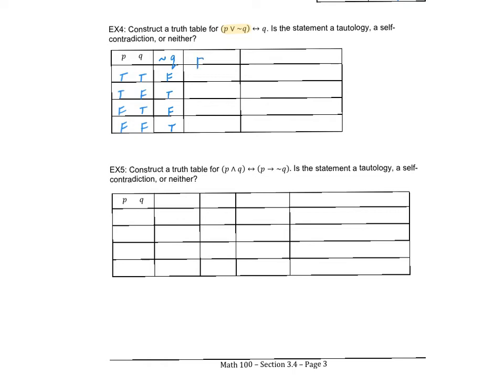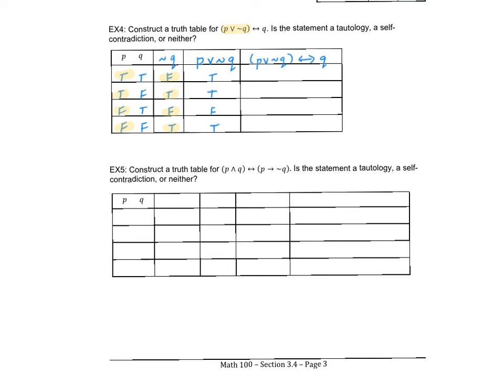And now I can do P or not Q. So it's an or statement. I'm looking at P, not Q, with an or. True, false is true. True, true is true. False, false is false. False, true is true. So for this or statement, it's going to be true, true, false, true. And now I can figure out whether the complete statement is true and when it's false.